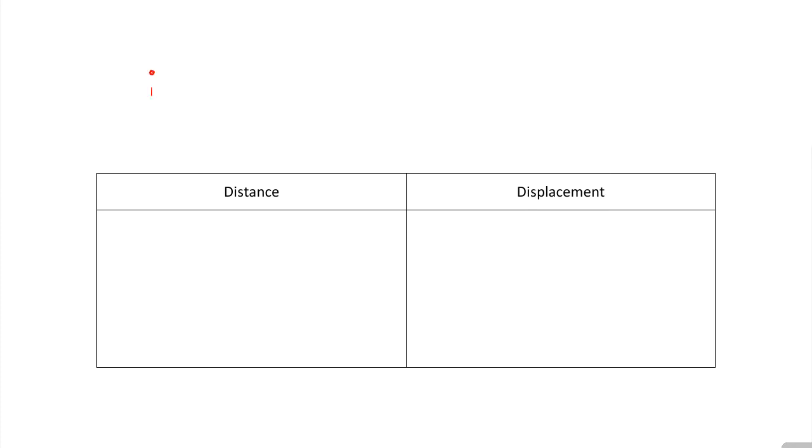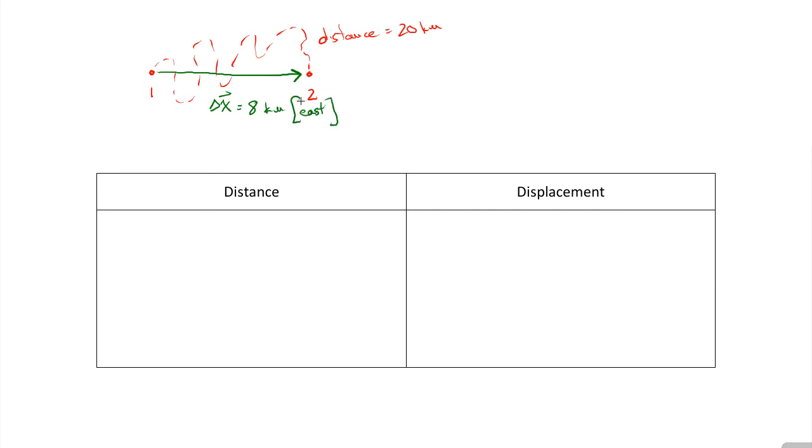Let's say you start here at position 1 and you travel to position 2, and you do it by a very circuitous route like this, and let's say that that total distance is 20 kilometers. Your displacement, however, is just your final position, this is position 2, minus your initial position. And so it's that straight line, and therefore the displacement could be, I don't know, let's say that's 8 kilometers, and in this case, we'll say that it's to the east. Okay, so again, displacement, final position minus initial position.